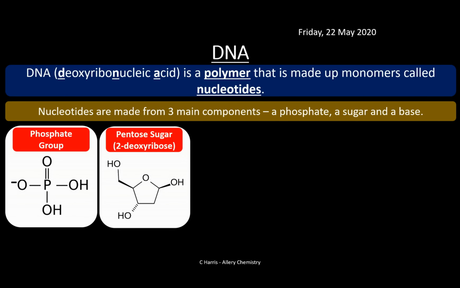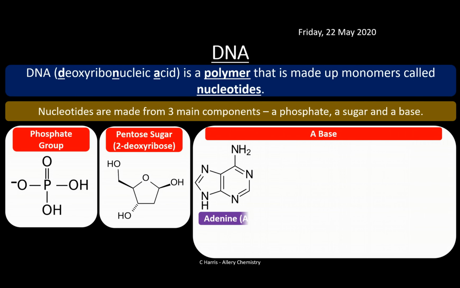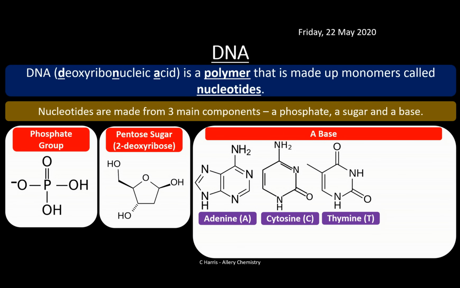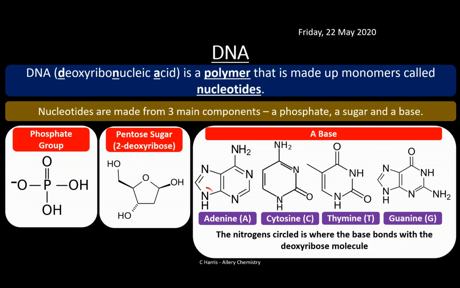And then we have bases. Okay, so our bases are adenine, which is A, cytosine, which is C, thymine, which is T, and guanine, which is G. Okay, and so the nitrogens circled, as you see on there, is where the base bonds with the deoxyribose molecule, which is your pentose sugar. So you can see here, these are the nitrogens that are responsible.